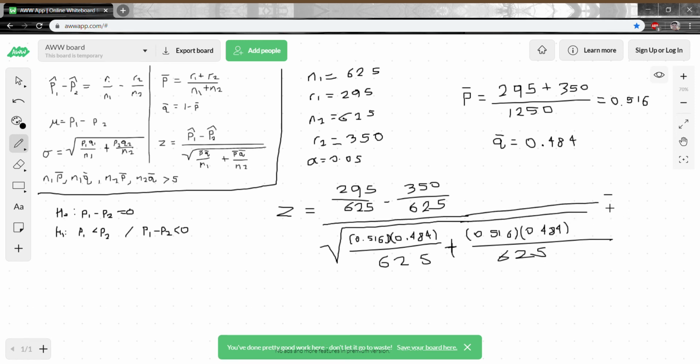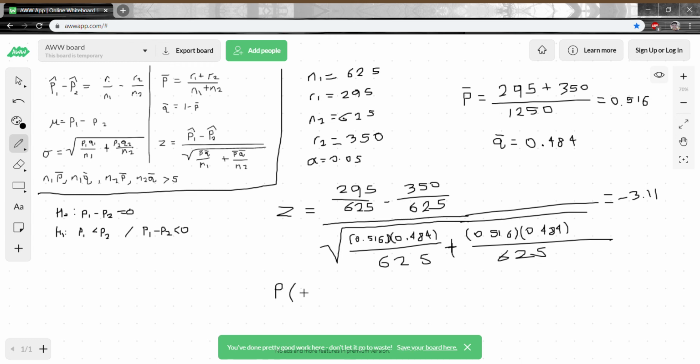And this test statistic is going to equal negative 3.11. With this, we can turn to our area of standard normal distribution table, and the value of P for negative 3.11 is 0.0009.